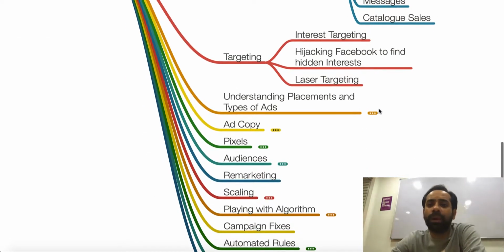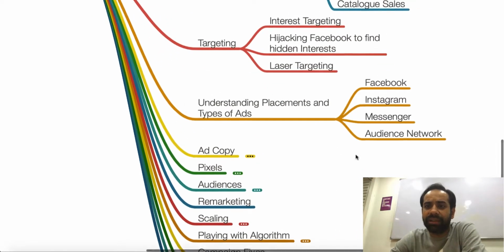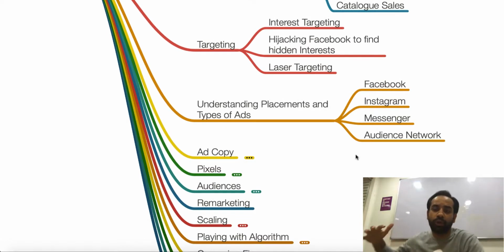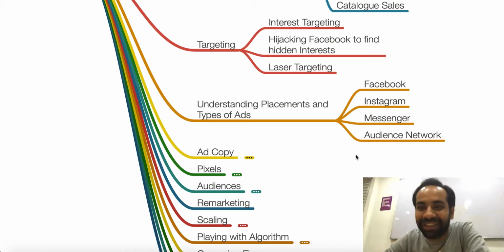Then we are going to talk about placements and types of ads. There are different kinds of placements: Facebook, Instagram, Messenger, Audience Network. What are these? How do you leverage them? Should we run a campaign dedicated to a single placement, or should we run a campaign with all the placements in one campaign? It's a pretty interesting question which people don't understand.